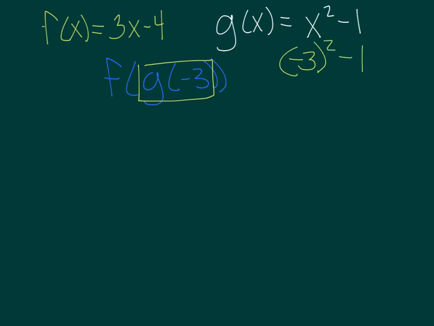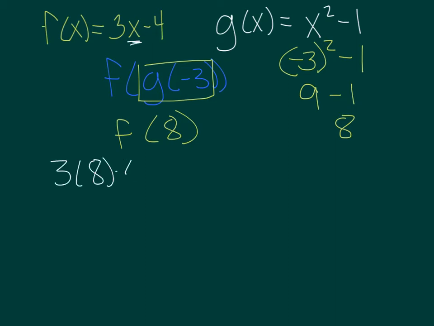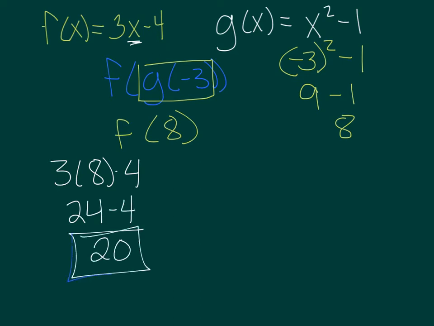And remember, when you square a negative, even though you punch it in your calculator without the parentheses, it's going to tell you otherwise. When you square a negative, you know it's positive. And 9 minus 1 is 8. So now you know that g of -3 is 8. Now we're going to find f of 8. So then we can go over here, plug an 8 in right there for x. 3 times 8 minus 4 is 24 minus 4, which is 20. So 20 is your final answer.